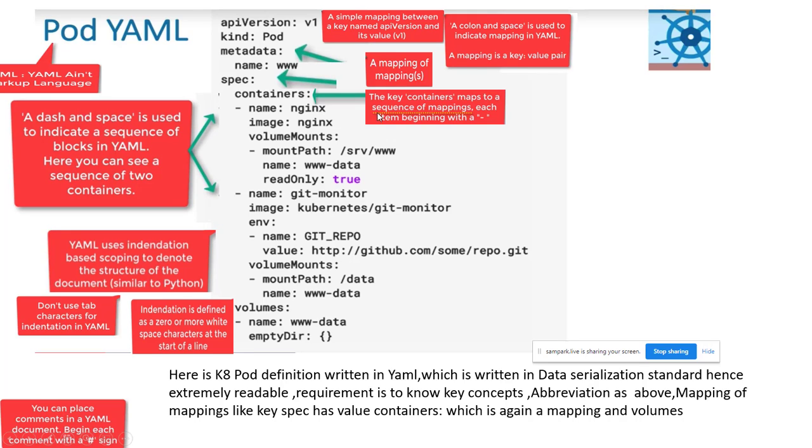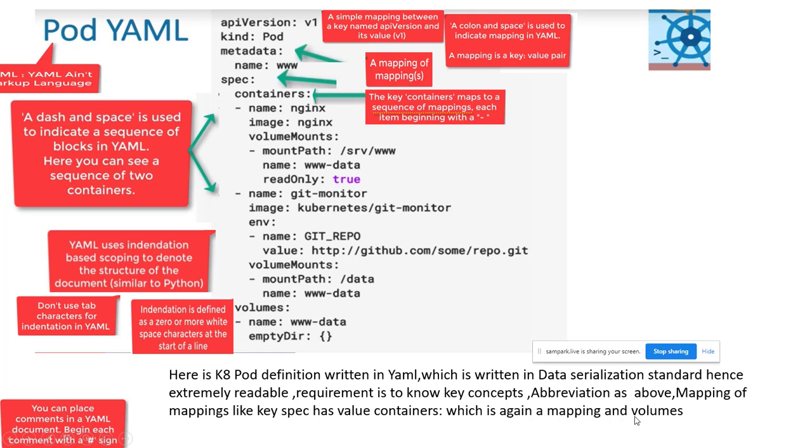The other thing is that the way it has been written is called a data serialization standard, and that is the reason it is extremely readable. That is one thing to note here. And the abbreviation is YAML; we talked about YAML and markup language.